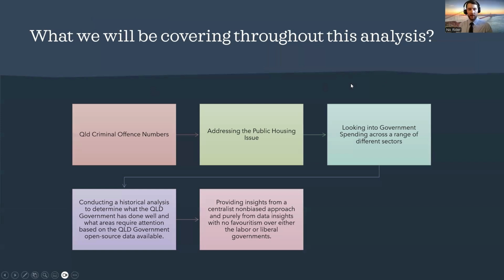Okay, so next we're going to go through what we'll be covering throughout this analysis. We're going to be going through Queensland criminal offence numbers, which is the first data set we'll be looking into. That's what I'll be covering today. We're going to address the public housing issue. What are the numbers looking like? Are they increasing for people looking for public housing? Is the rate of homelessness affecting that? What the government needs to do to ensure it addresses this issue, if it's present.